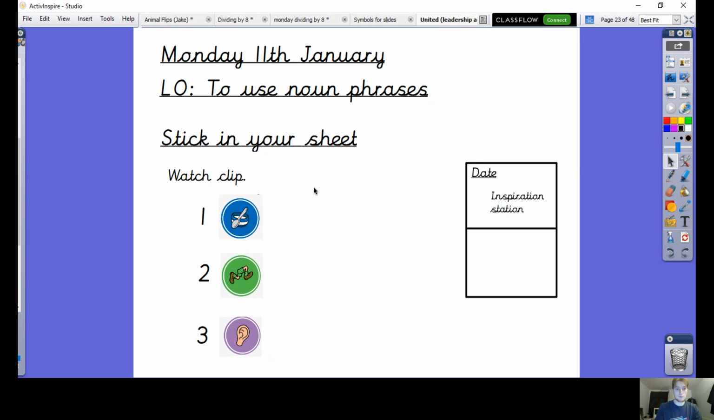Great. So before we watch the clip again, just so we can freshen our memories of what it's like, let's just have a look at these pictures here. So these are going to show us what we're going to use in each chunk. In chunk 1, we're going to be using words to describe what things taste like. Okay. In chunk 2, we're going to be using action words. And in chunk 3, we're going to be using words to describe what things sound like.